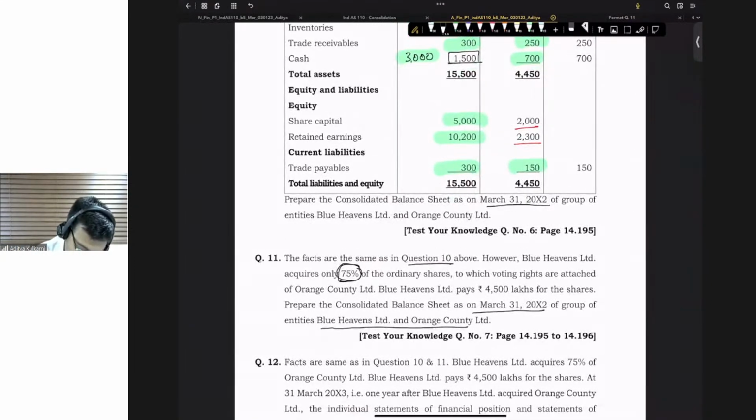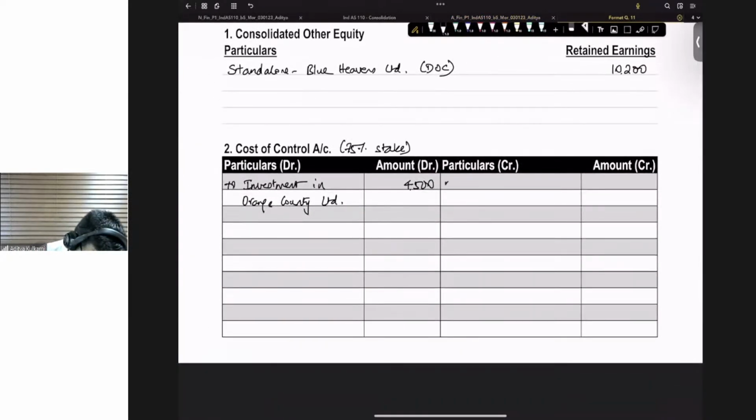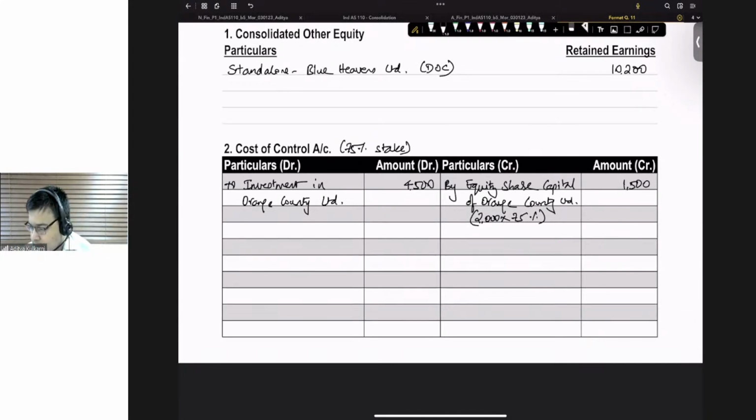Now let us start with the elimination of the equity capital. 2,000 will be divided as 75% to cost of control by equity share capital of Orange County. So that is going to be 2,000 into 75%, 1,500.